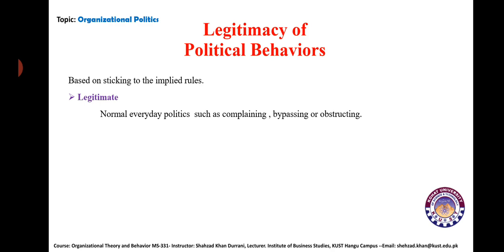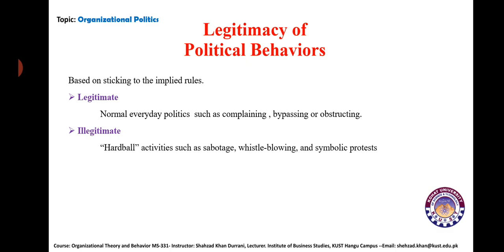The second type is illegitimate political behavior. What does it mean? It means hardball activities such as sabotage, whistleblowing, or symbolic protest. Illegitimate political behavior is more extreme and violates the implied rules of the game. Sabotage, whistleblowing, and symbolic protest are examples of illegitimate political behavior.